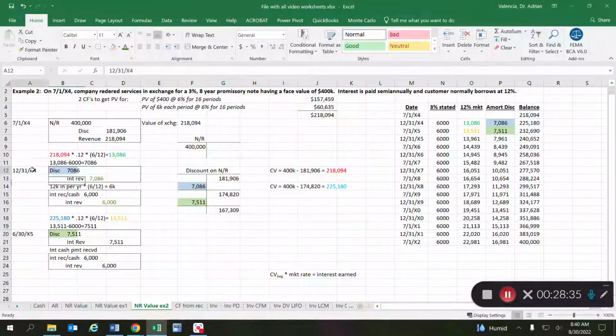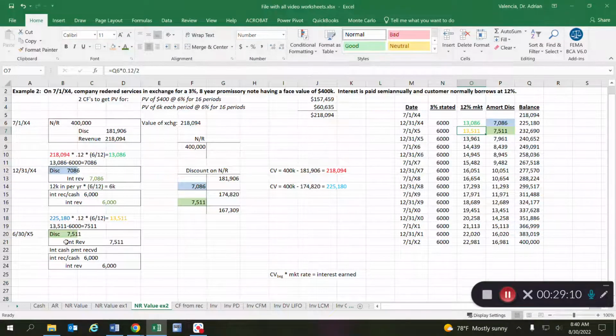But for the second block of 6 months, I need to know what the carrying value is at the beginning of the period. So I refer to my amortization schedule, and that's this amount right here. Or if you wanted to, you could subtract 400 minus 174, and you'll still arrive at the 225,180. So several ways to do it. But at that point, I'm going to multiply times 12% and then consider the time factor, so half that basically, and that gives me 13,511. That's what this is right here.